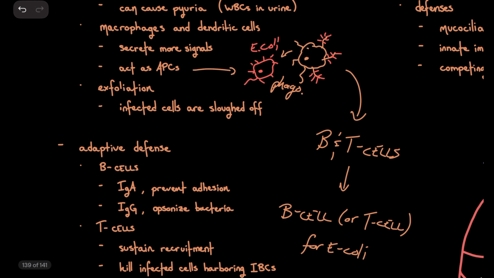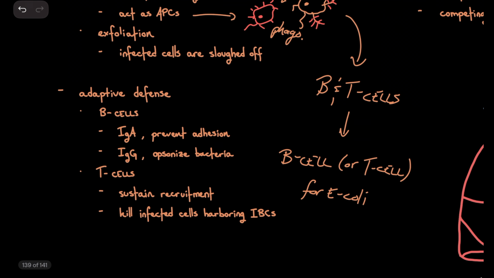All right, and then also exfoliation. So those infected cells hopefully get sloughed off. That's another innate defense we have just from the constant overturning of your epithelium, right? Just like you're overturning your skin cells, your epithelium is constantly being sloughed off. So hopefully that includes any IBC, bacterially infected cells.